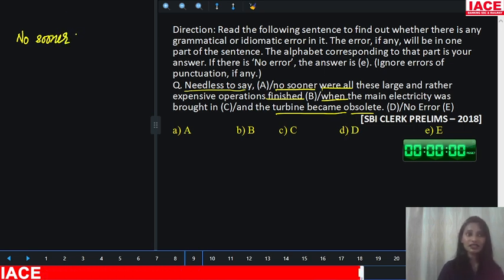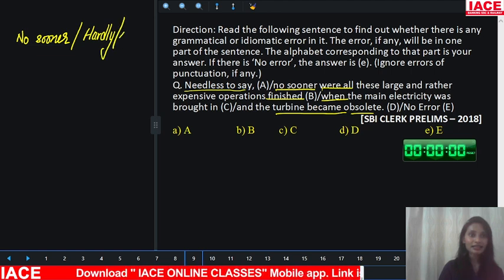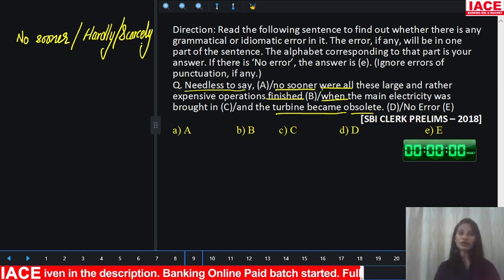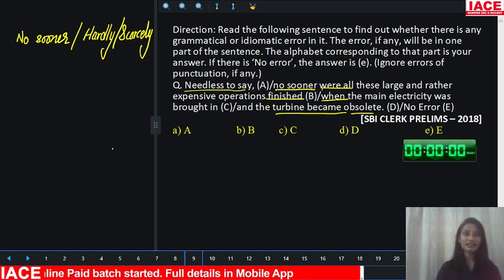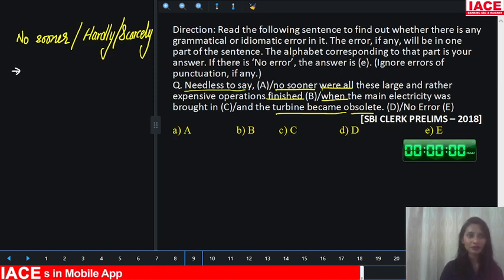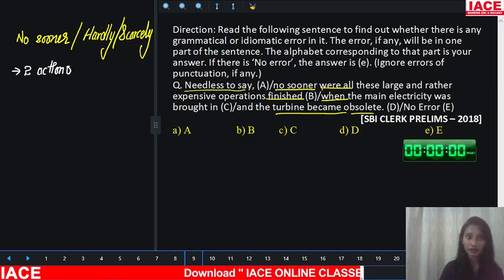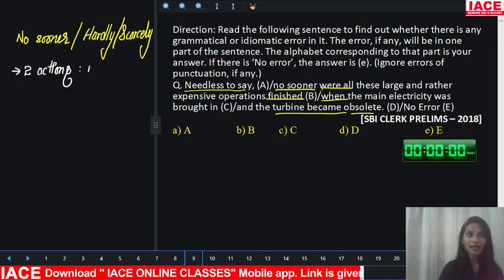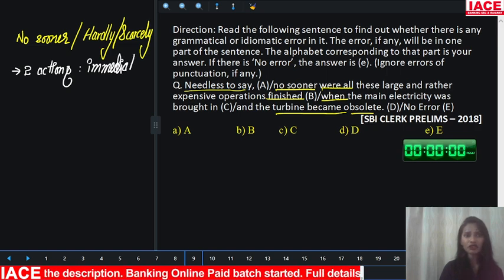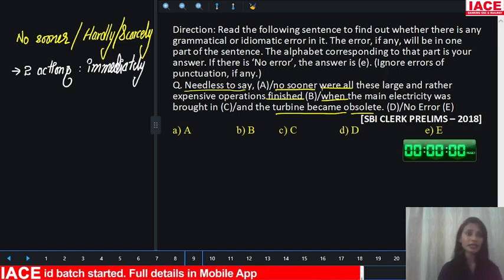So you should know the concept of no sooner, hardly, and scarcely. So when do we use this? Let me give four points here about this. No sooner, hardly, and scarcely are used when two actions take place immediately one after the other. They should be taking place immediately. If not, you don't need to use these structures. Okay, that is number one.